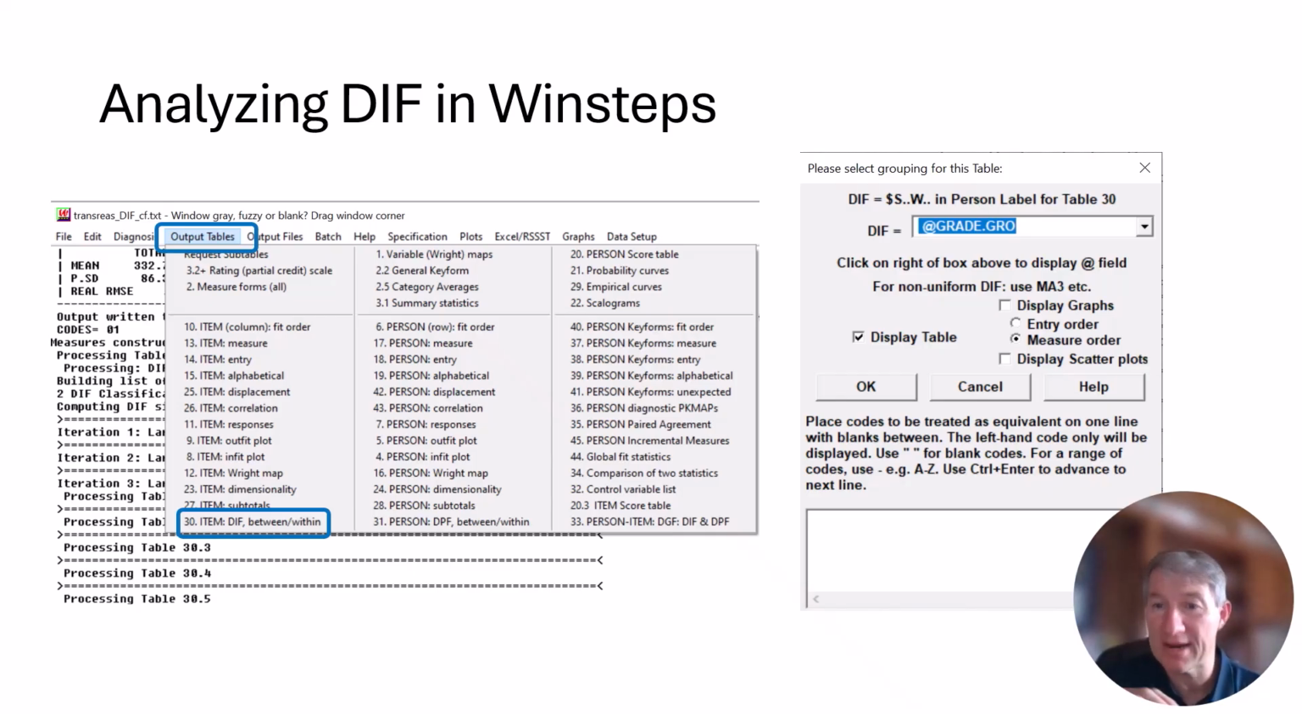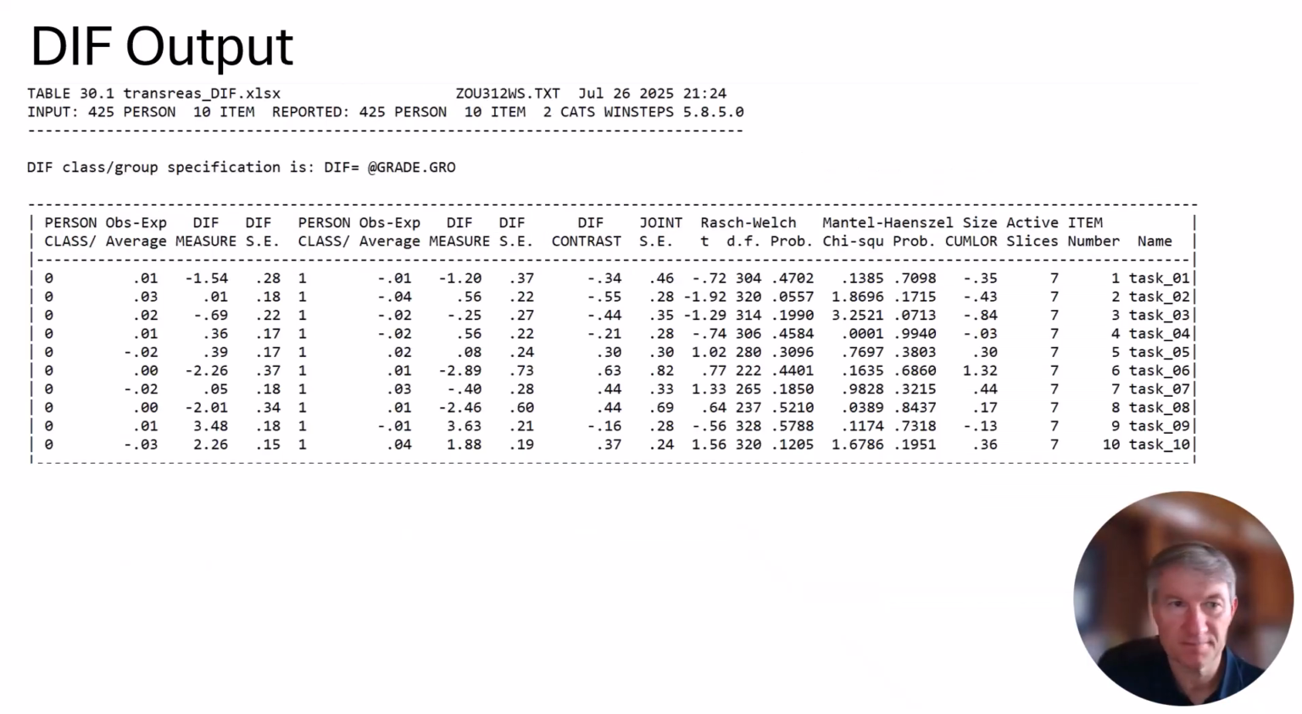This is just an abbreviated version referring to the variable that's in this diff data file. That is that binary grade grouping of upper elementary, lower elementary. So we want to select that grade.gro variable because that is the one that we're going to explore differential item functioning based upon. So then once you have that selected, as I've shown in the blue box, go ahead and click OK. Now let's have a look at what Table 30 produces.